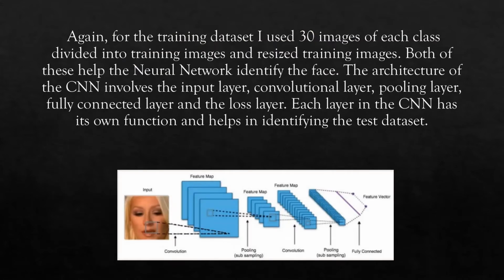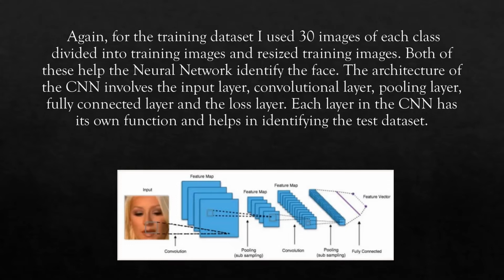For the training dataset, I used 30 images of each class, divided into training images and resized training images. The use of the resized training images is that after the convolutional neural network's training stops in the first phase, there might be some features present in the image that it failed to pick up. This is why we have these resized training images, which help retrain the model. Both of these help the neural network identify the face.